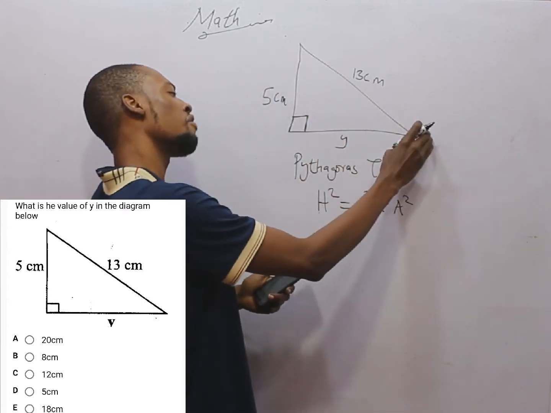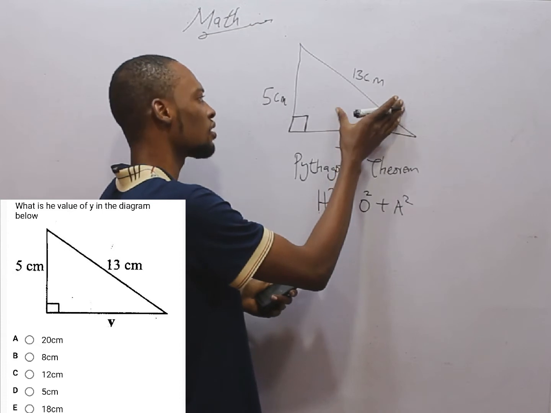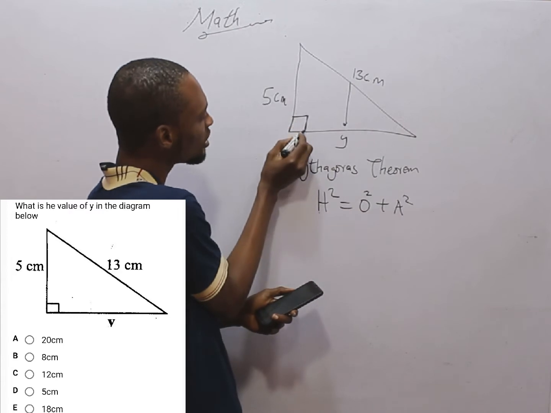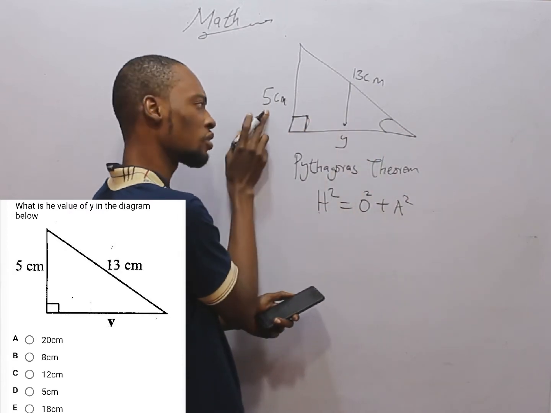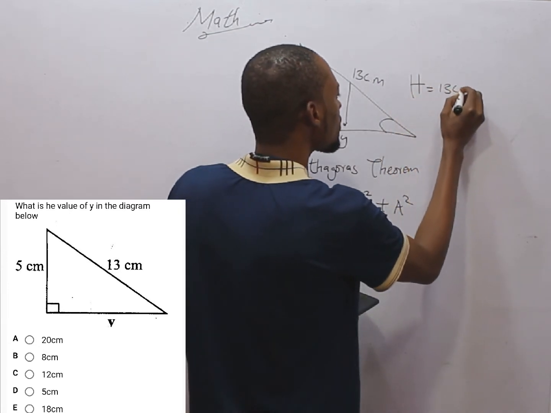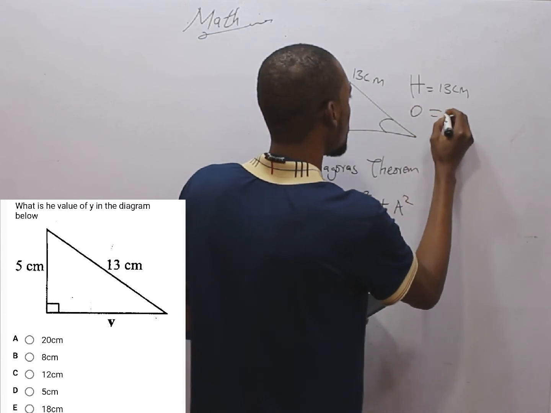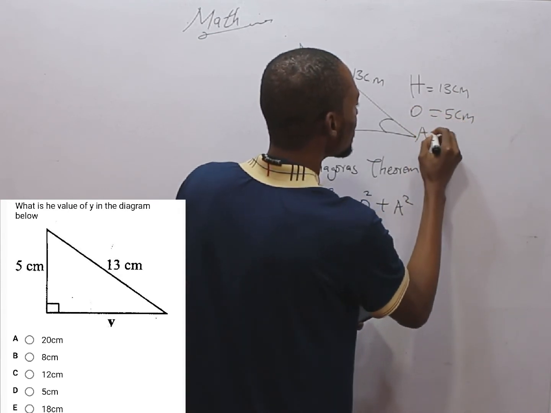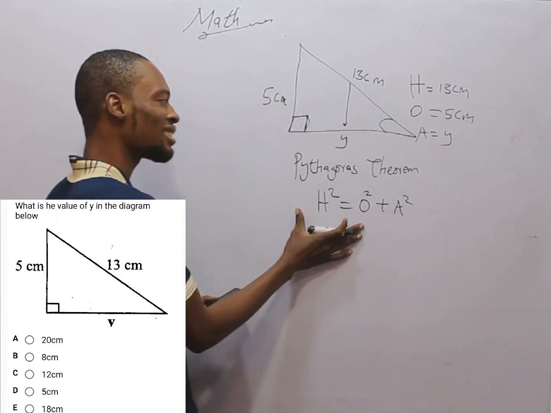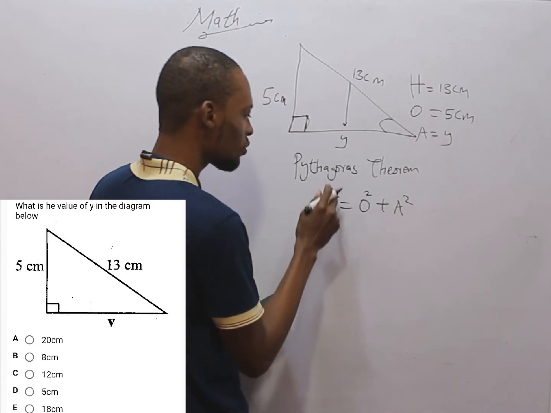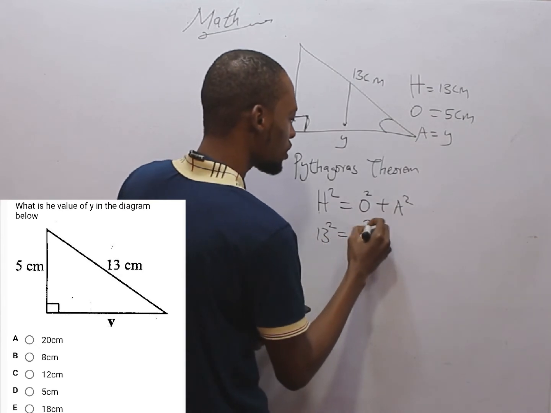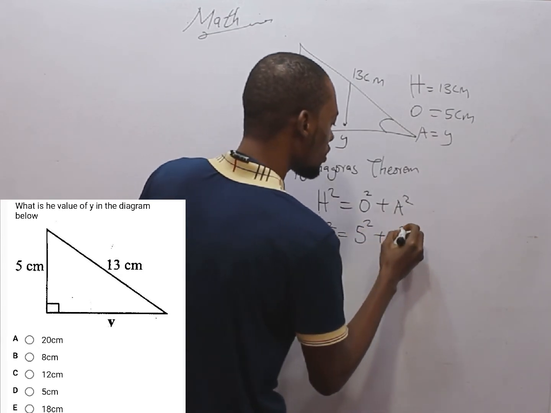The longest side of a right-angled triangle is called the hypotenuse. This side down is called the adjacent. The side opposite the right angle, or opposite this acute angle, is called the opposite. Which means hypotenuse H is 13 centimeter, opposite O is 5 centimeter, adjacent A is Y. We are looking for the value of Y. Putting that in this formula, H is 13, we are squaring it, equals O, 5 squared, plus A, which is Y squared.